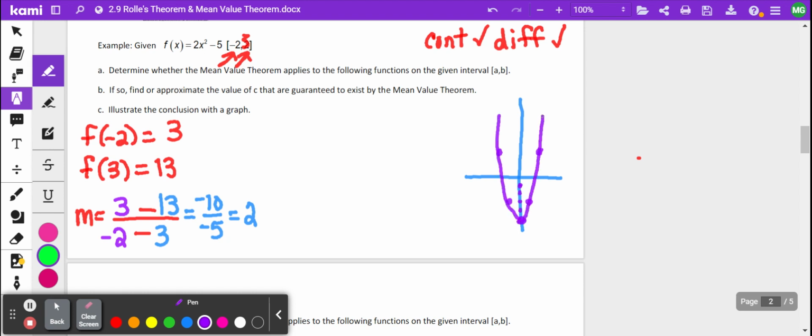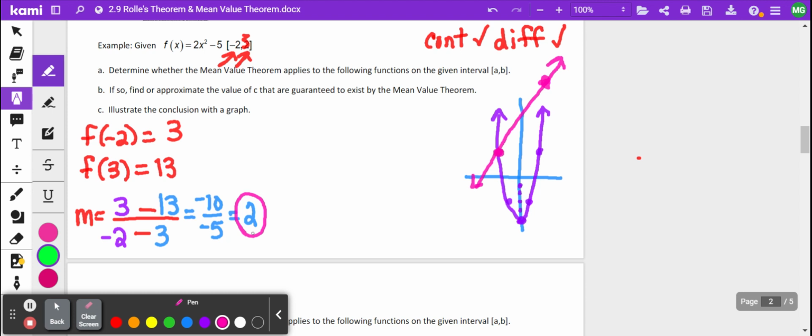So let's connect this. You'll be able to use your calculators for a lot of these. But what this shows us is we have the point (-2, 3), and we have the point (3, 13), which would be up here somewhere. So that is the line that connects those 2 points. What we're saying with the mean value theorem is that somewhere along this curve, there is a line that has the same slope, that has a slope of 2.